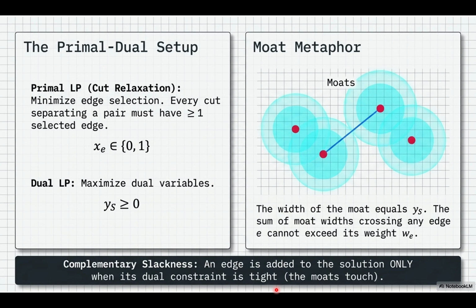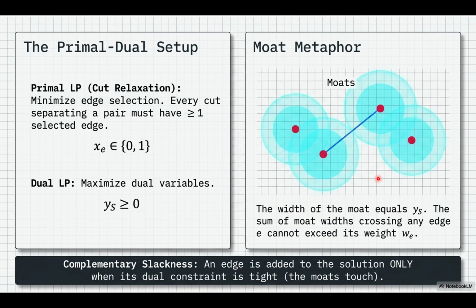So the moats are essentially acting like water filling up a trench. They're filling up the progress bar of the edge's cost. Exactly. And complementary slackness is the strict rule that an edge is only added to the final solution. It is only authorized and paid for by the penny pinching accountant when its dual constraint becomes tight. Tight. Meaning what exactly? In the physical metaphor, an edge becomes tight the exact moment that the expanding moats from either side physically touch and completely fill up the required cost of that edge.